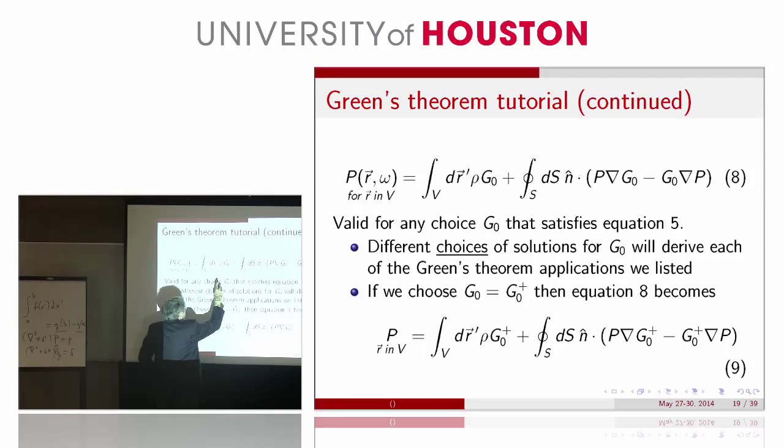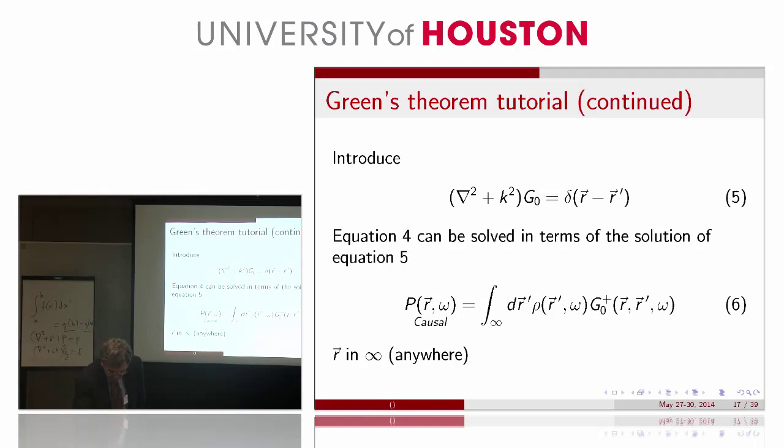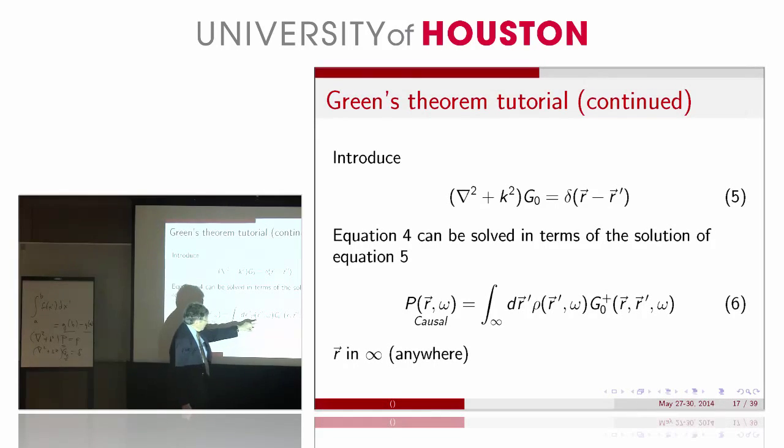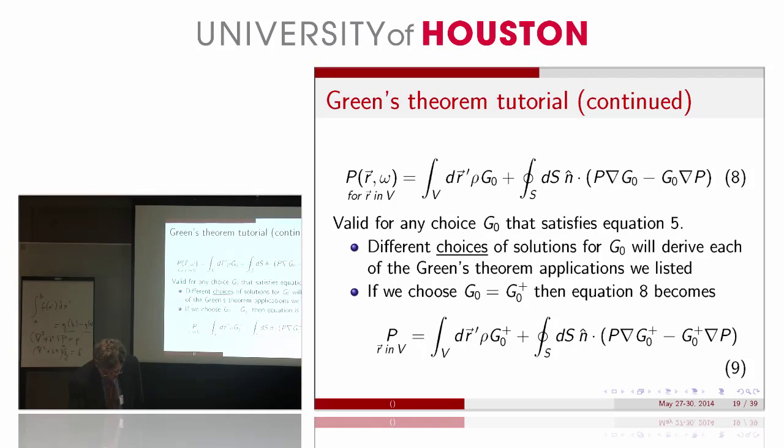If you choose G0 there to be G0 causal, then you can compare this equation to the one that's valid for all R. This is valid for all R. But this one must have G0 plus. So if in that equation 8 you choose G0 to be G0 plus, then for R in the volume, you have, from the equation a few slides back, you have this.